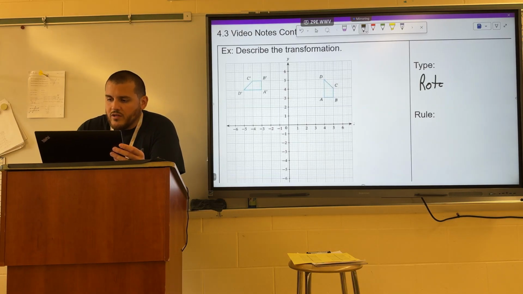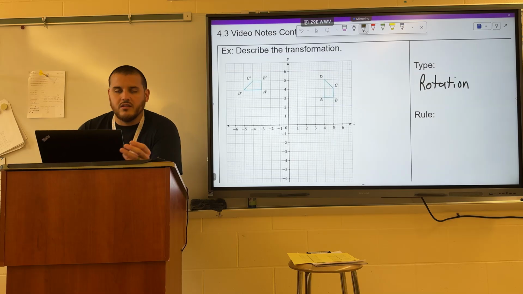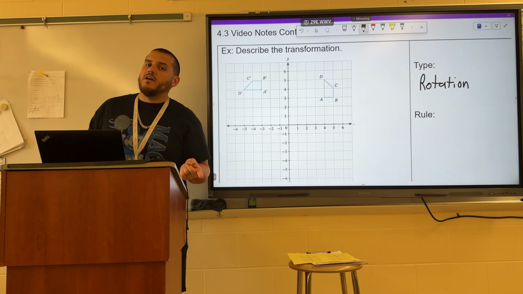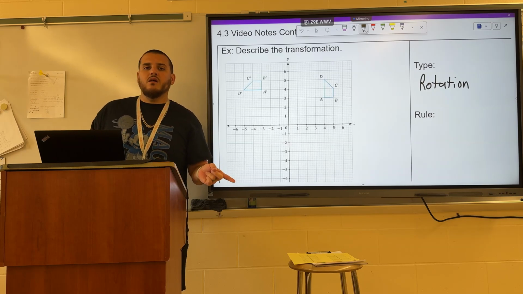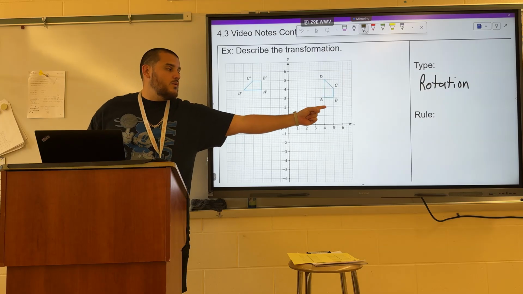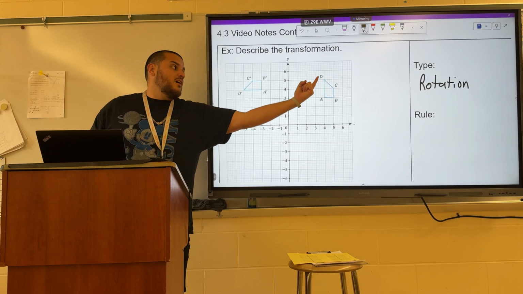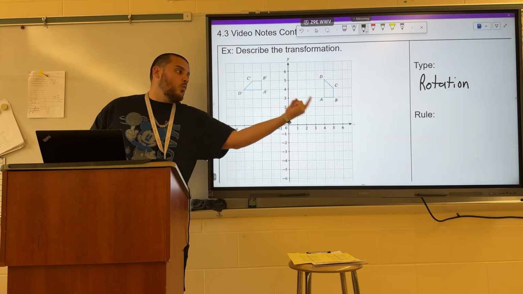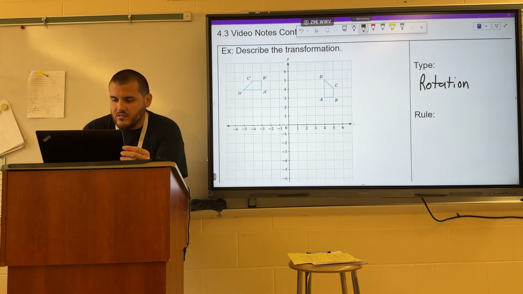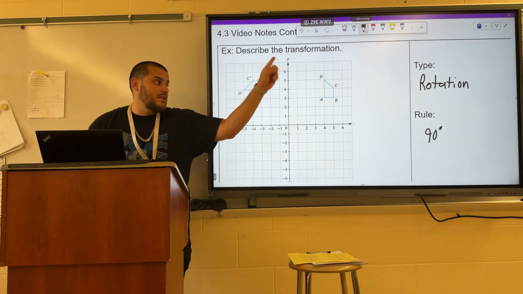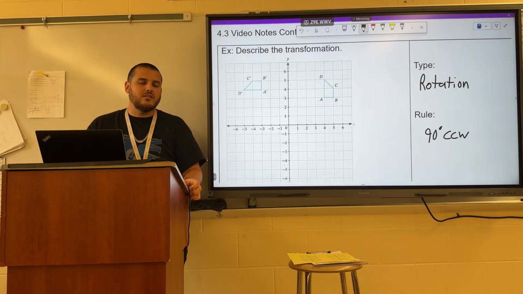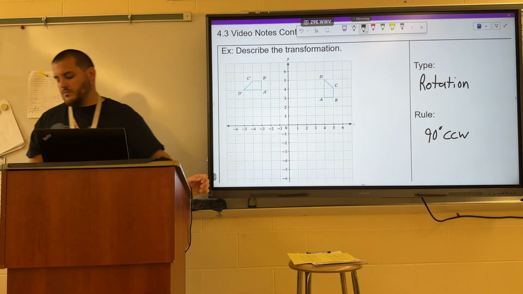Remember, the rule we would then have to provide is how many degrees did it rotate and in what direction. And the thing that'll help us here is remembering the fact that every 90 degrees our quadrant rotates, it moves exactly 1 quadrant. So our pre-image started here in quadrant 1. It's gone counterclockwise 1 quadrant over. 1 quadrant of movement is 90 degrees. And because we're turning to the left here, that's counterclockwise. That's a rotation of 90 degrees counterclockwise.